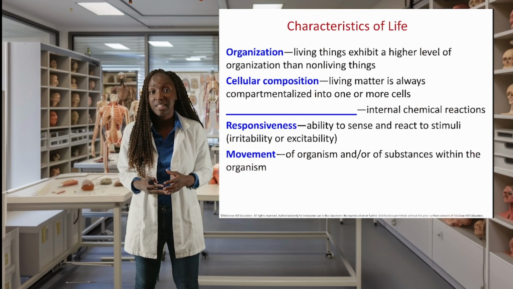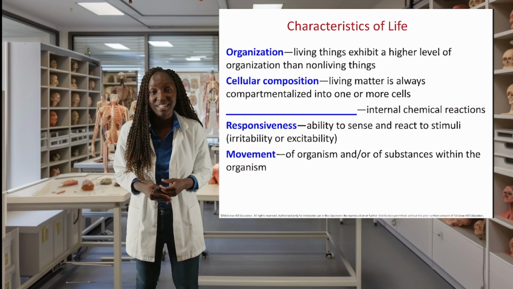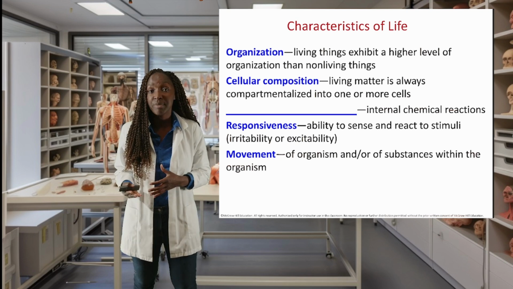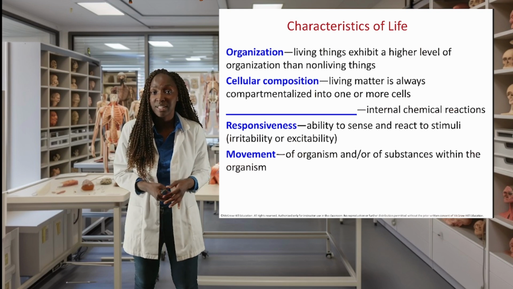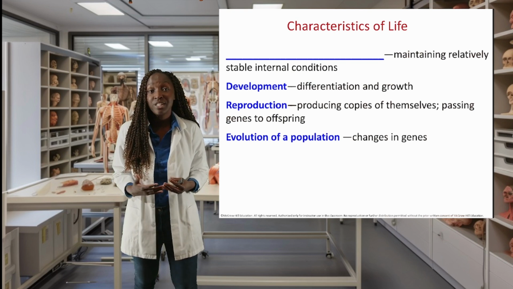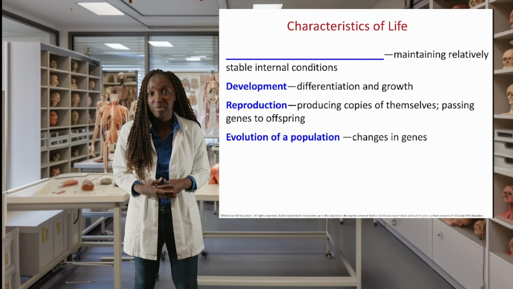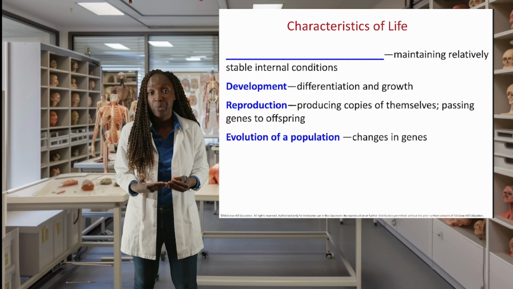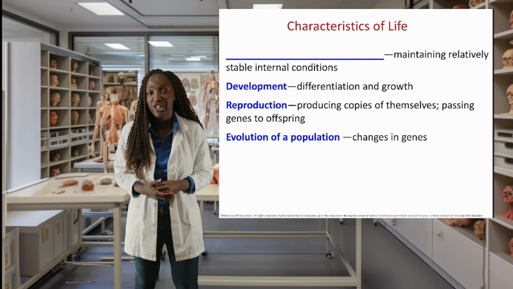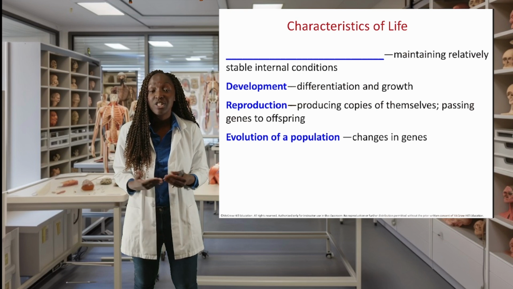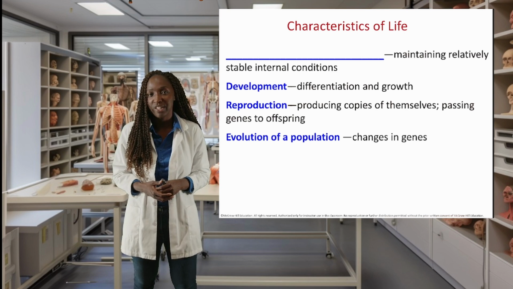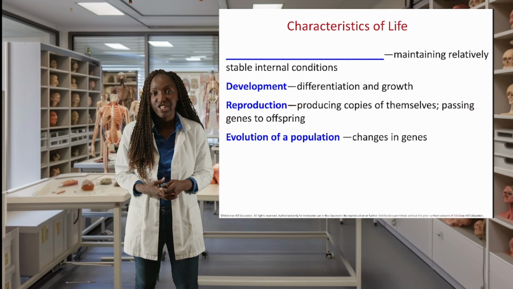Responsiveness is another characteristic. That's the ability to sense and react to stimuli. Living things must have movement, either of the organism itself or substances within the organism. Next, each living thing has to maintain a relatively stable internal condition. That is called homeostasis. Development. We must see differentiation and growth. Reproduction. Each living thing must be able to produce copies of itself. And lastly, evolution of a population. We must have the ability to see a change in genes.